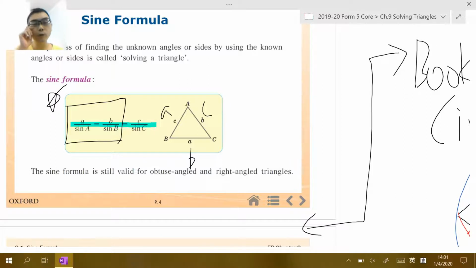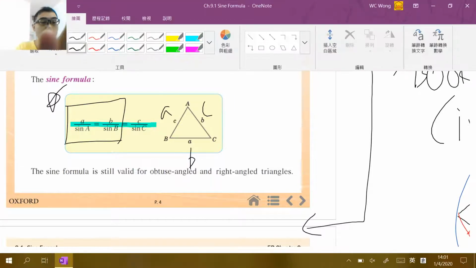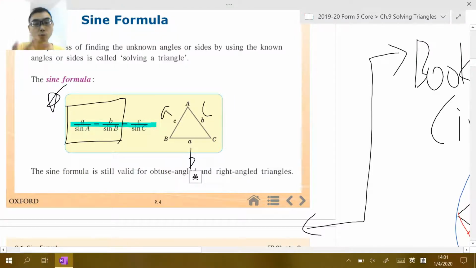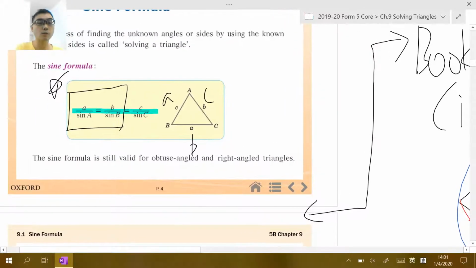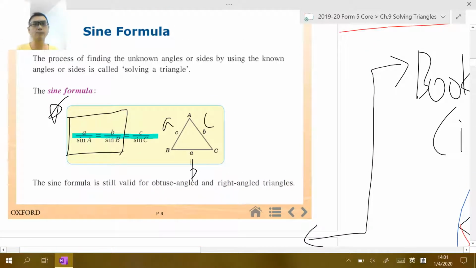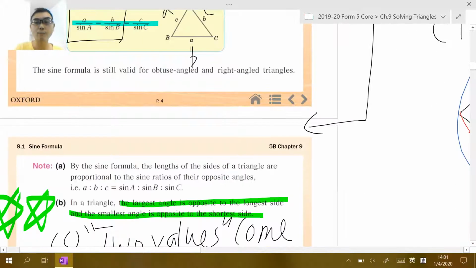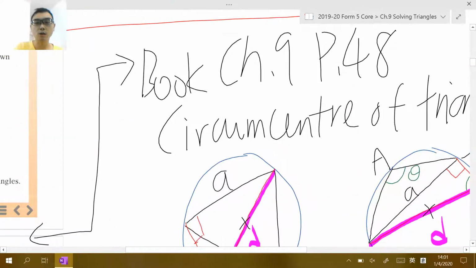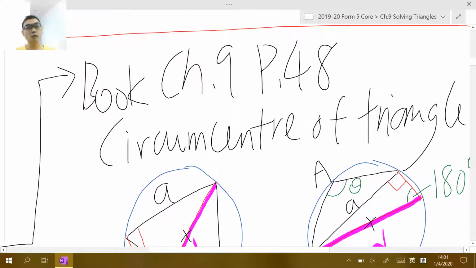And you may ask how this formula works, or how it is used practically. In order to know why we have such a formula, we have to know how to prove it. You can see the book uses some way to prove it, but I don't think that is a very good proof. Actually, the standard proof will be shown in your book, chapter 9, page 48.